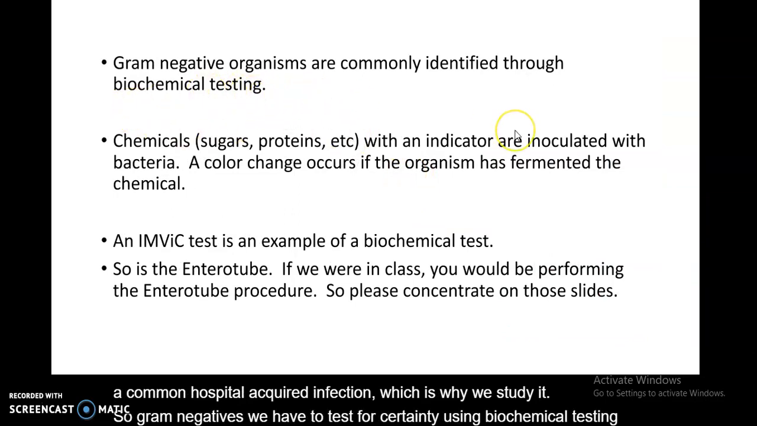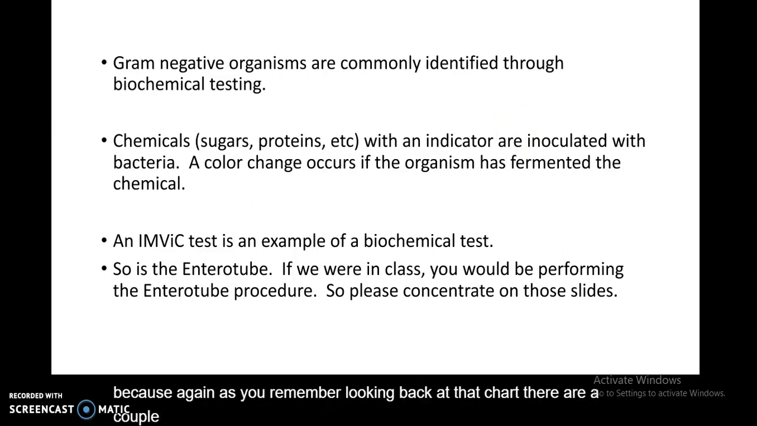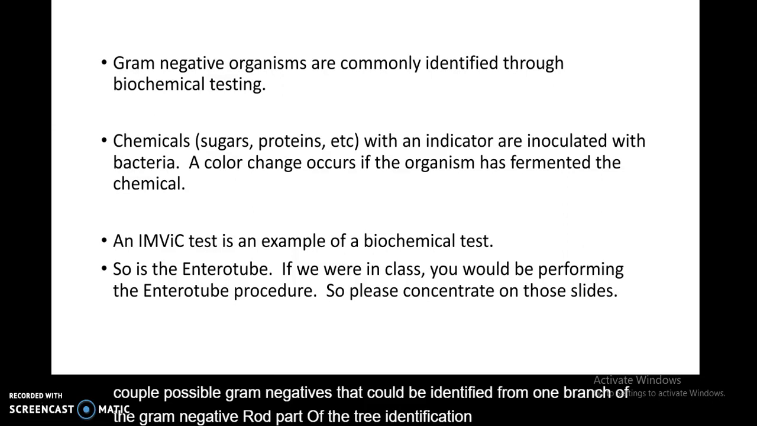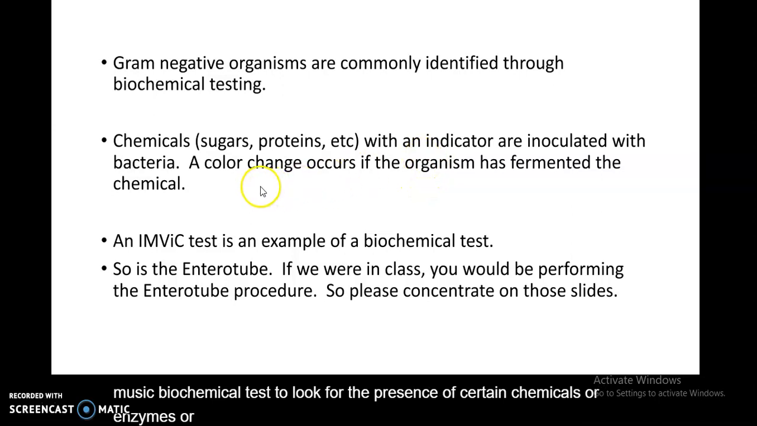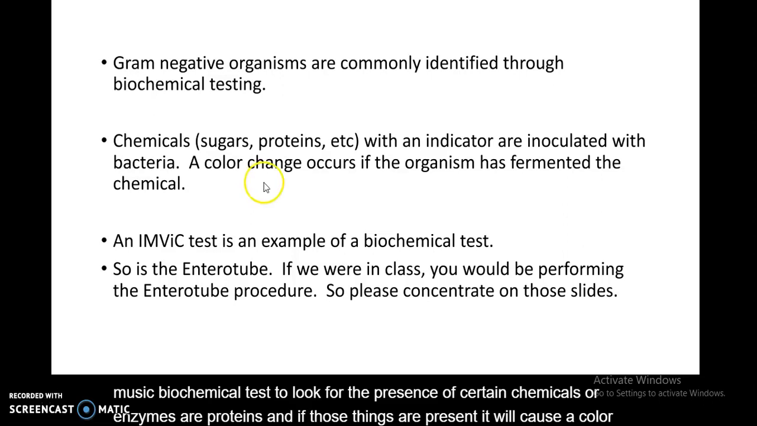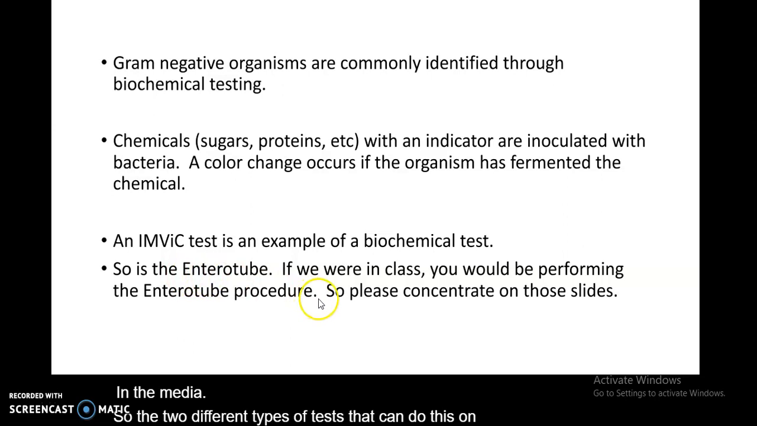Because again, as you remember, looking back at that chart, there are a couple possible gram-negatives that could be identified from one branch of the gram-negative rod part of the tree, the identification tree. So what we do is we use a biochemical test to look for the presence of certain chemicals or enzymes or proteins. And if those things are present, it will cause a color change in the media. So the 2 different types of tests that can do this are the IMVIC test and the Enterotube test.